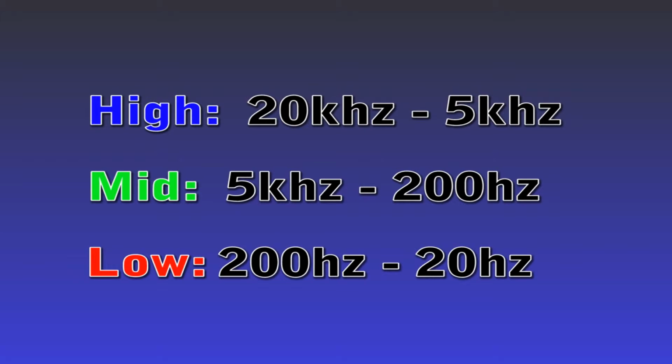A high frequency range has a frequency range of 20 kilohertz to 5 kilohertz. A middle frequency range has a range of 5 kilohertz to 200 hertz. A low frequency range has a range of 200 hertz to 20 hertz.